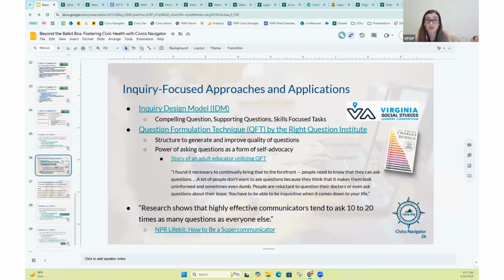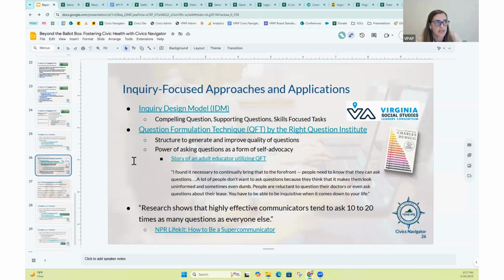And that's why I started with find your district, find your representatives, and work from there. The inquiry design model starts there with providing voice and choice in the learning, and then gives you some really structured ways to design your learning units around questions.